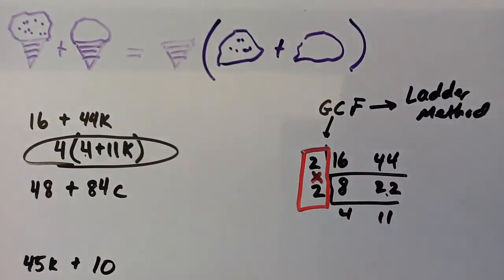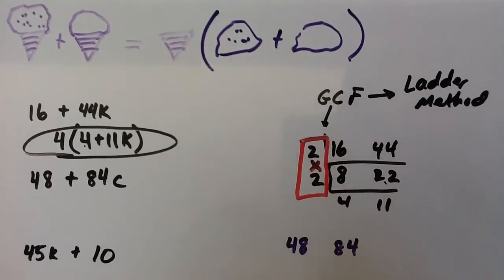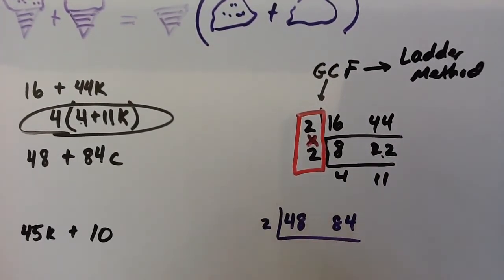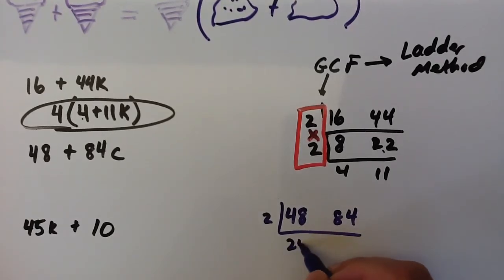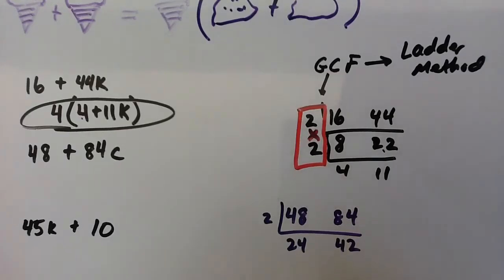Next example, I have 48 plus 84c. Let's find the greatest factor that 48 and 84 have in common. So to do that, let's use the ladder method, because off the top of my head, I don't really know what that is. So I write those numbers side by side. I'm going to pull out a common factor. I know they have 2 in common because they're both even. 2 times 24 would be 48, and 2 times 42 would be 84.